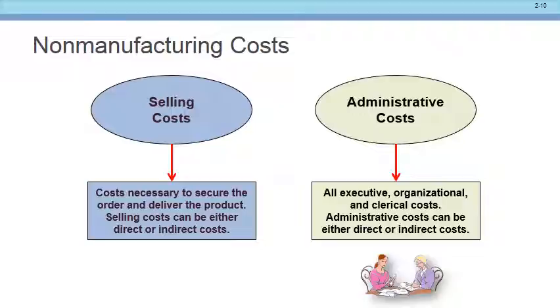Non-manufacturing costs, guys, by definition, are expensed. You always expense your non-manufacturing costs. They are just automatically considered an expense. You do not sit there and try to put them as part of your product cost. You just expense those, okay?